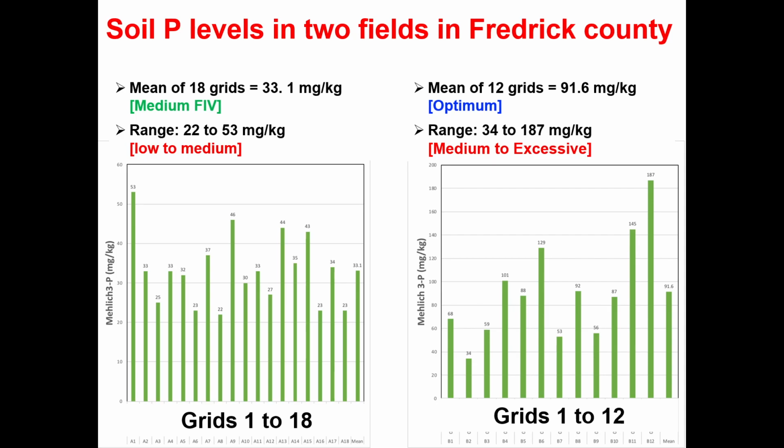The downside is that if you're basing recommendations on the 91 number, you have grids 34, 68, 56. These are the sections of the field that need more phosphorus. So in this case, they are not getting sufficient phosphorus. So what's going to happen is you're going to have a yield penalty in those areas of the field that are not getting sufficient, and you are going to have no yield gain in those sections that are, you know, 80, 90 above in that category.